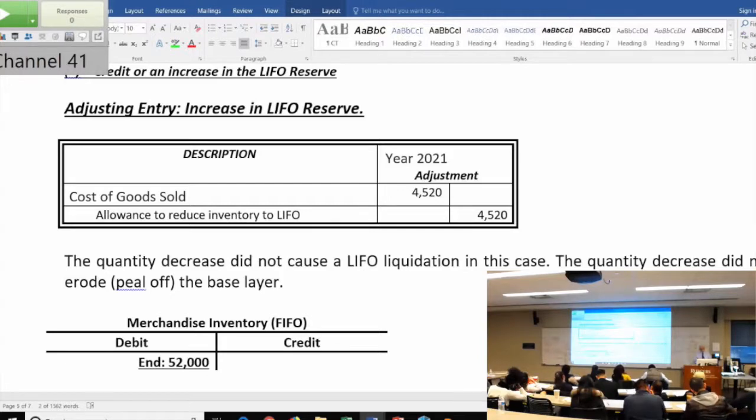By the way, notice that the use of dollar value LIFO avoids liquidations, even though there was a quantity decrease, and that's why we use it also. It's superior to perpetual in that regard. And of course, on the balance sheet, you've got dollar value.